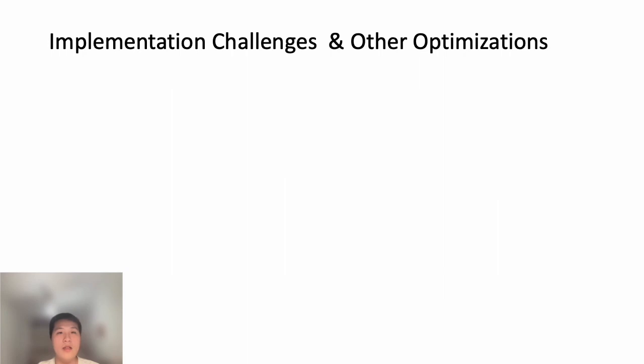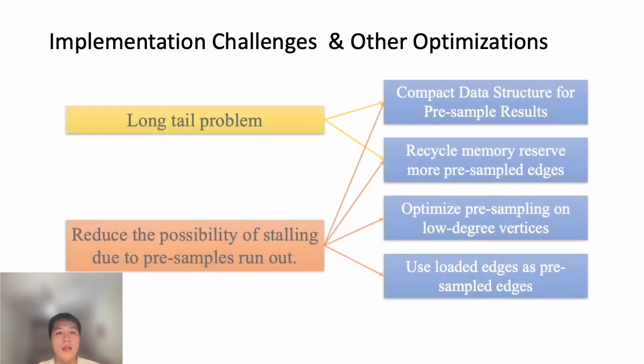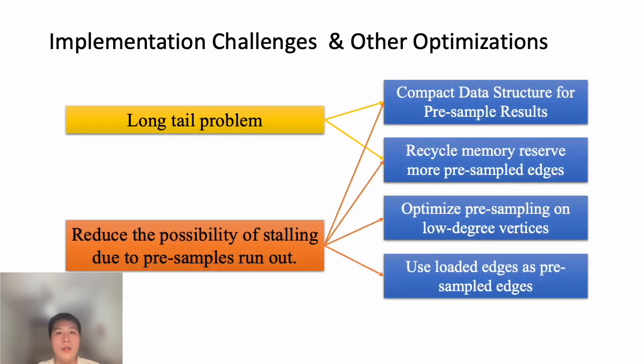The realization of the architecture change is also not straightforward. Some implementation challenges need to be solved. We introduce other optimizations to further resolve the long tail problem and reduce the possibility of stalling due to pre-samples running out. More details are introduced in the paper.